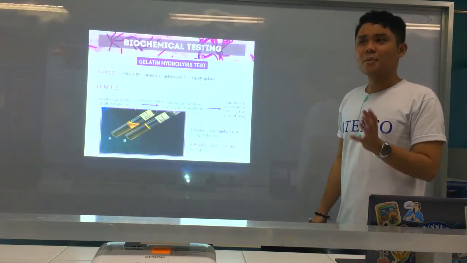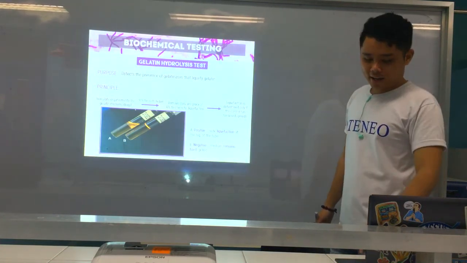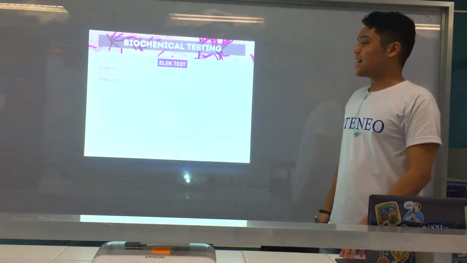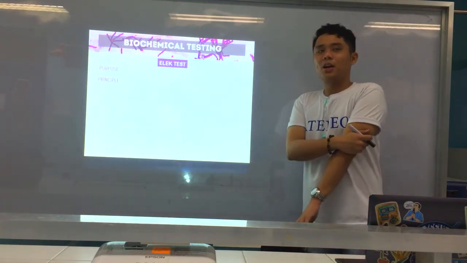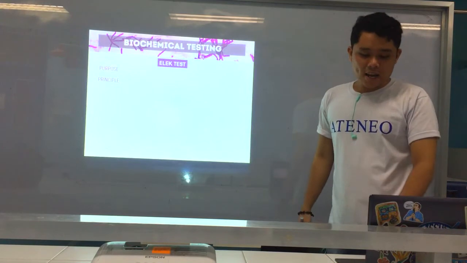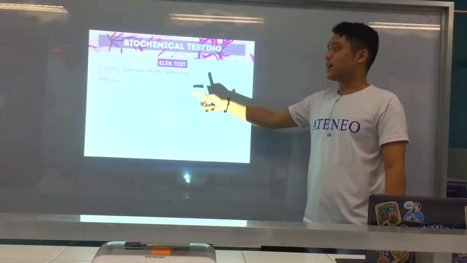Bacteria. Dili ra for gram-positive bacilli, napod sa gram-negative. Okay? Alright. And we have the Elek test. This is really specific for C. diphtheriae because it detects the presence of the diphtheria toxin.